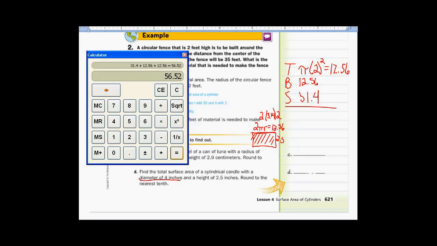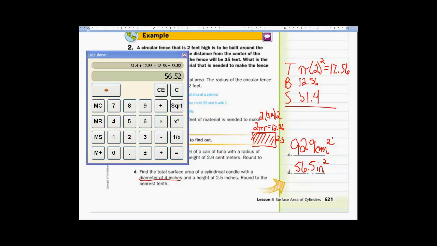56.52. So I would just say 56.5. Now what are these? Inches squared. All right, and if you tried C using the pi button, you would have calculated 92.9 centimeters squared.